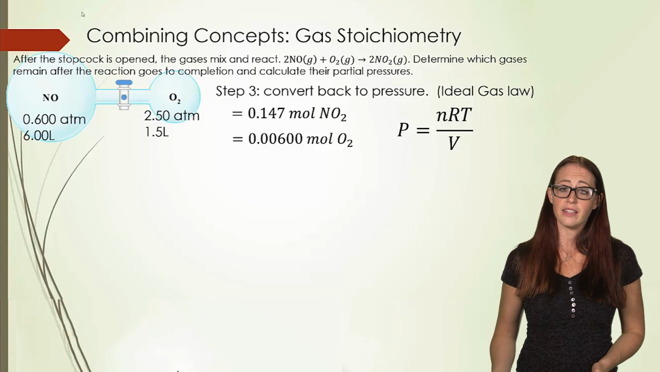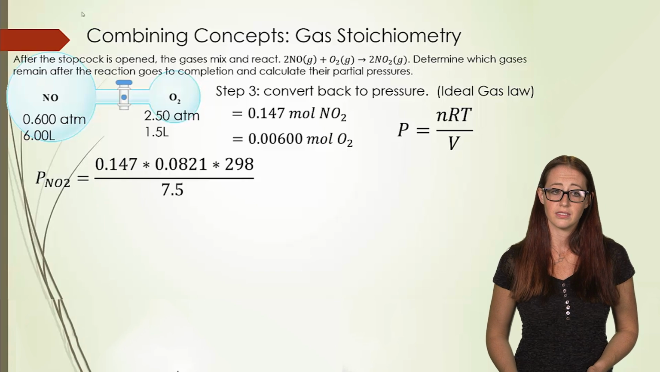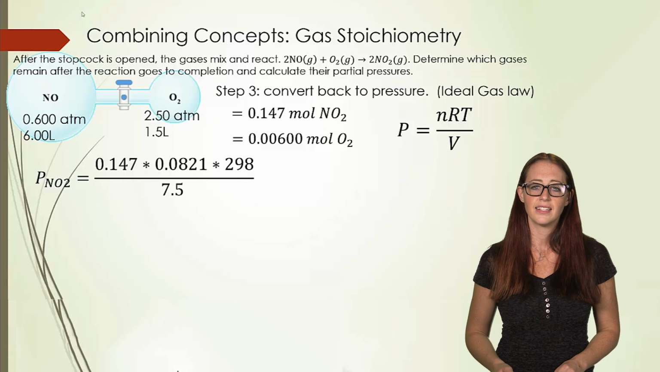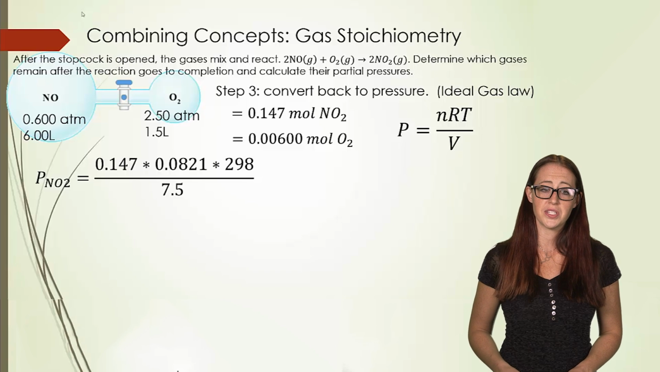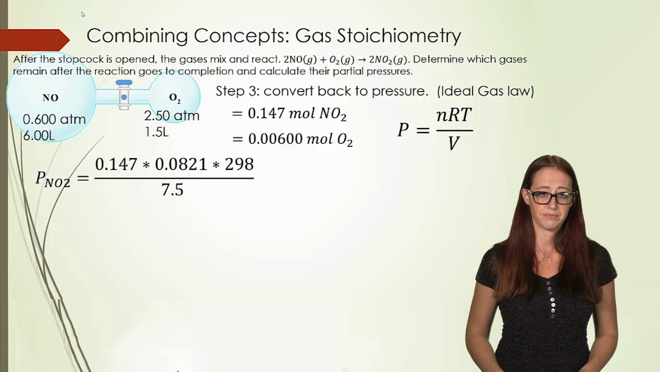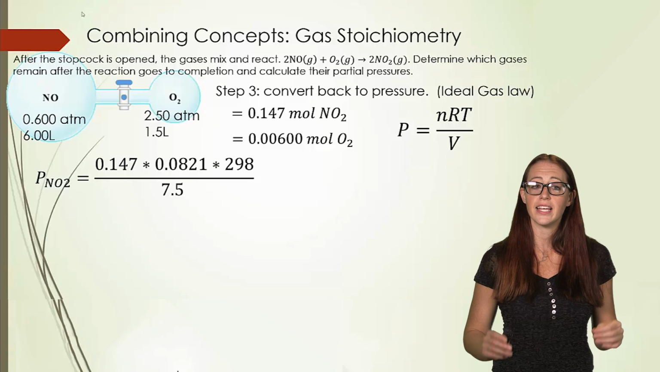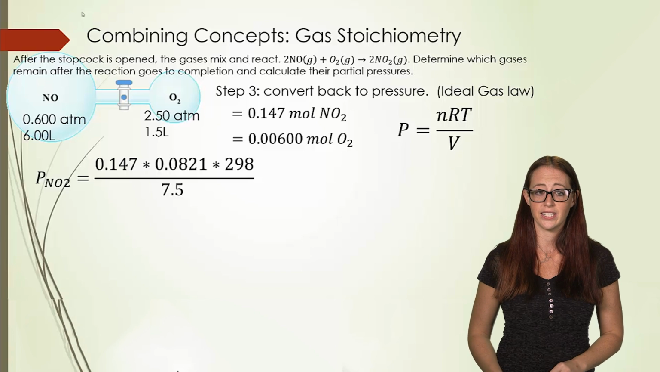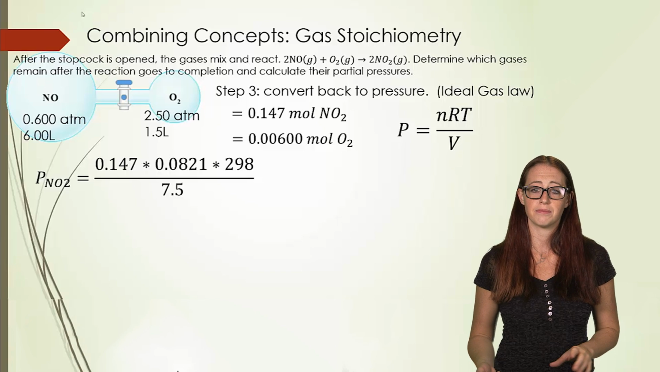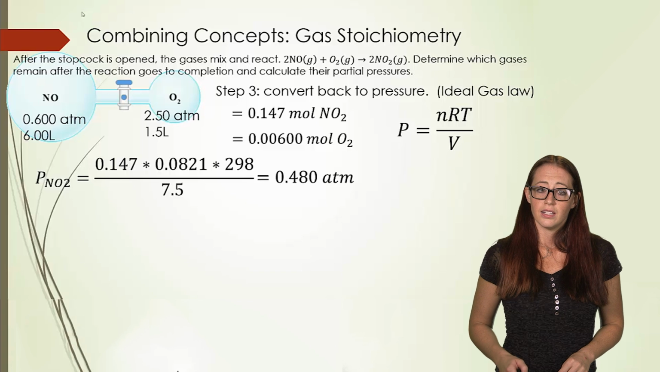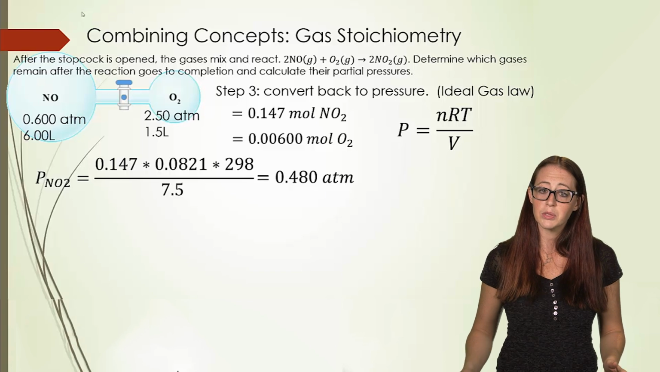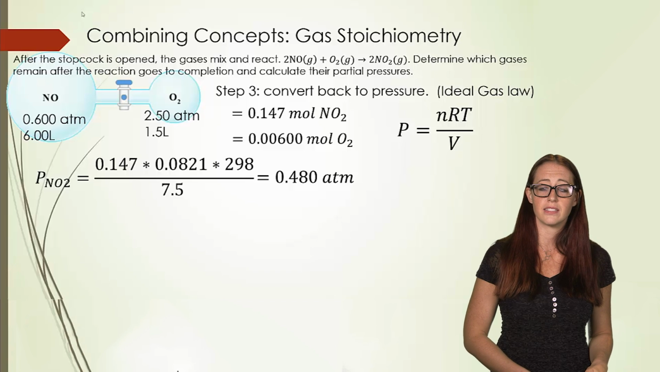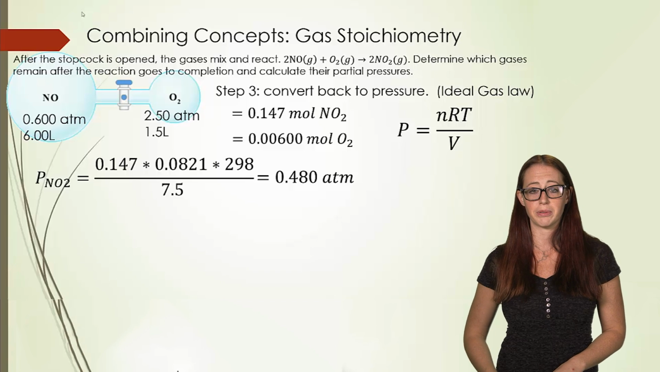Using P equals nRT over V, or in other words, the ideal gas law, we can get our partial pressure of NO2. We fill in our moles of NO2 that we found on the previous slide, our R, our T, and our V. Notice here our V is the volume over the entire container because we allowed them to mix. This gives us our final pressure for NO2. Remember, we don't have to do this for NO because we had 0 moles present, and so we have 0 partial pressure.